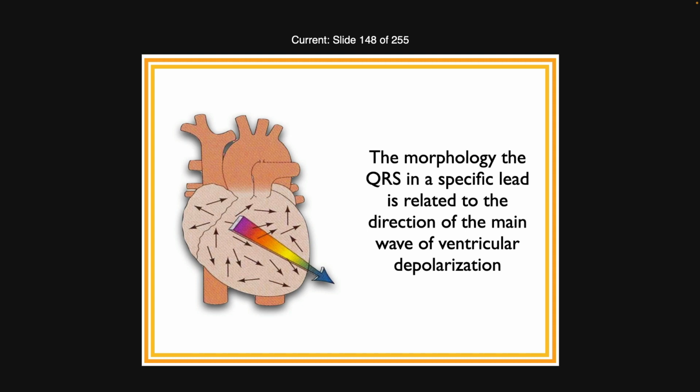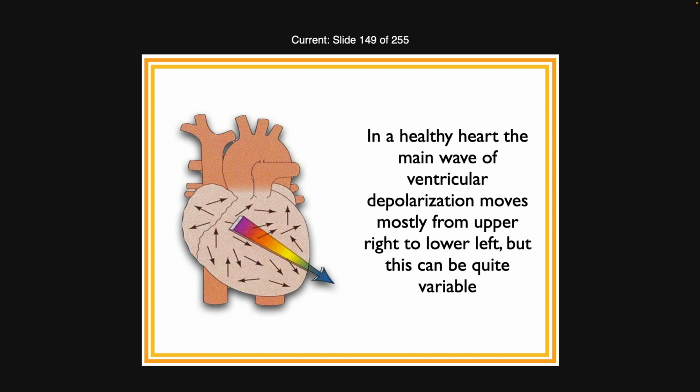And as a simplification, that's not bad. But you can see if this is the direction it goes, lead 2 is going to be mostly positive, right? Because it's going right toward the eye of lead 2. Whereas lead 1, or AVL, is going to have a completely different shaped QRS because it's looking at it from a different direction. So it's no surprise that the QRS morphologies are different.